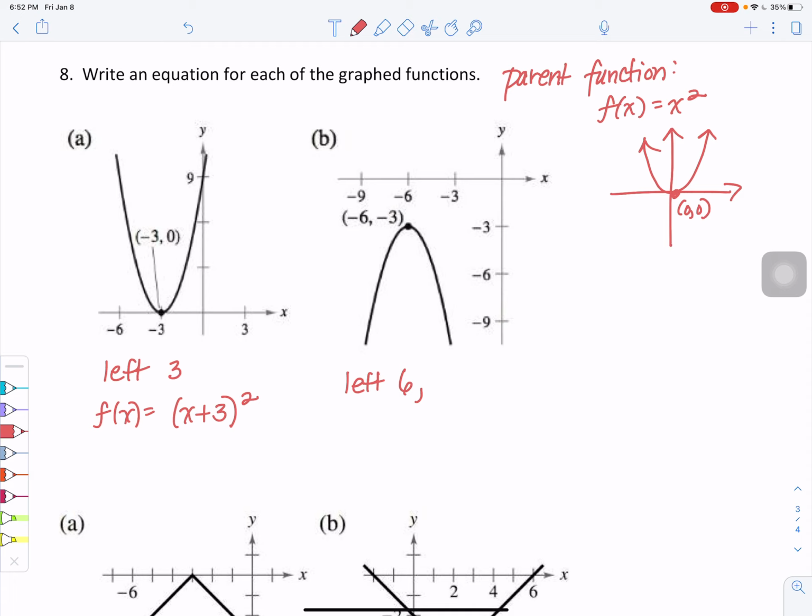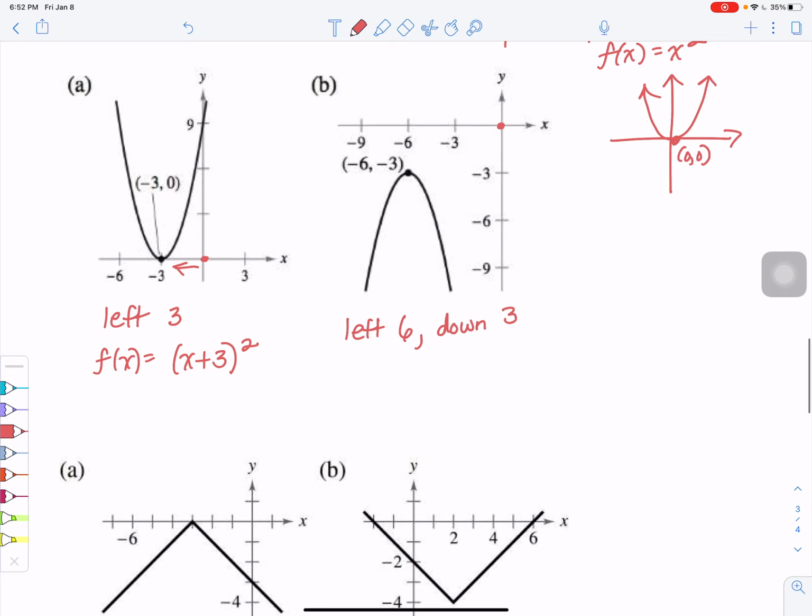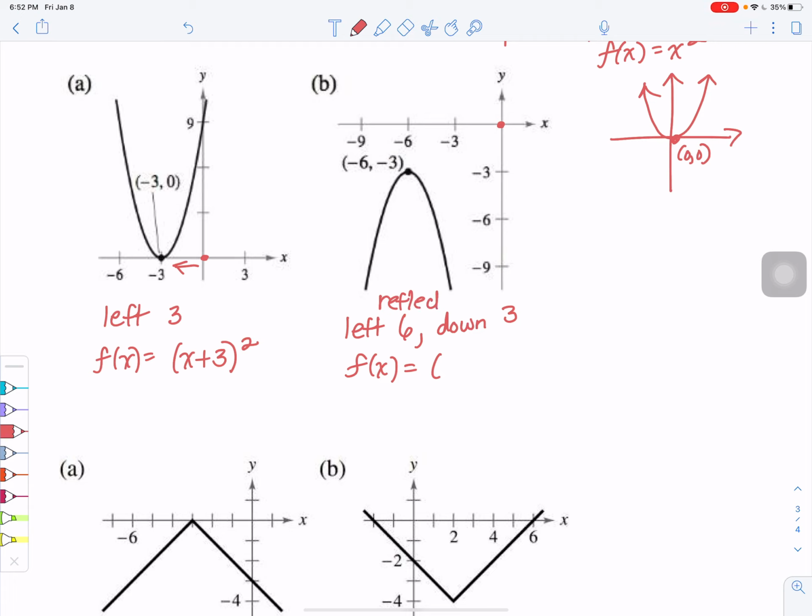So you can see how that point went from here to here. Now our 0, 0 point went to the left 6 and down 3. So f of x would be equal to, and it was also reflected across the x-axis. So we have the opposite of x plus 6 all squared minus 3. Okay?